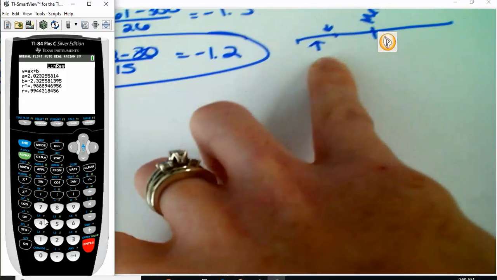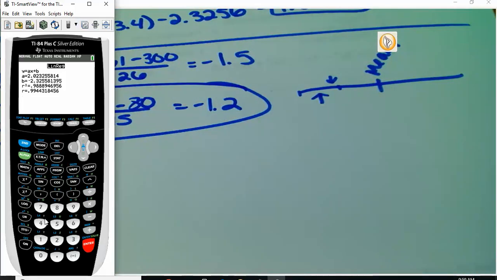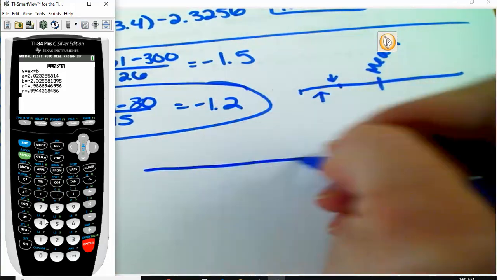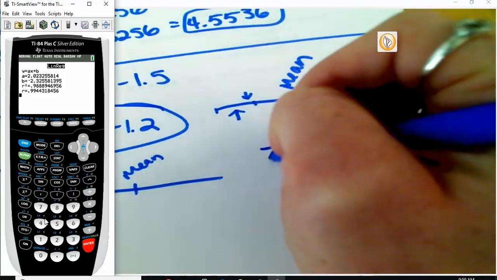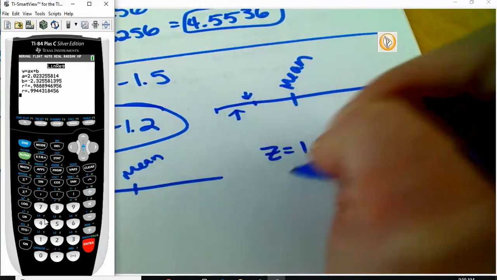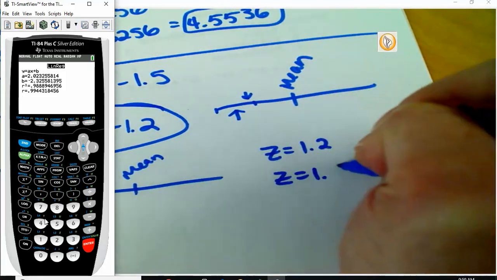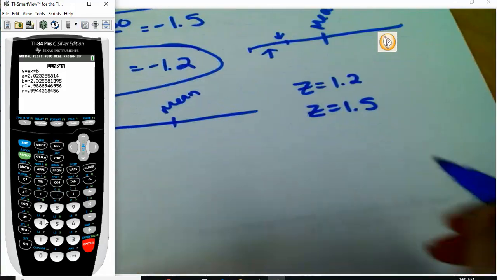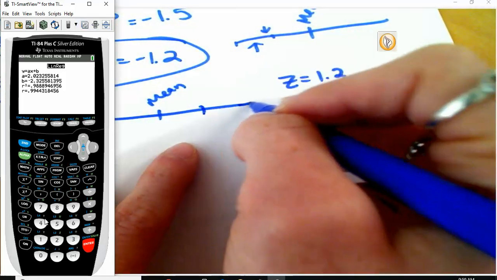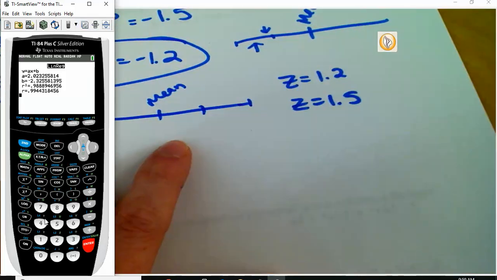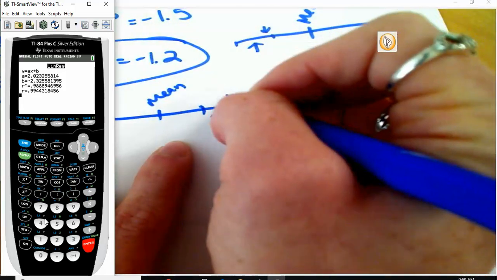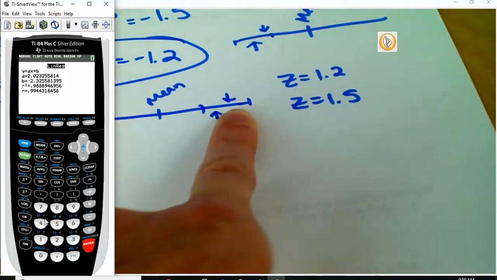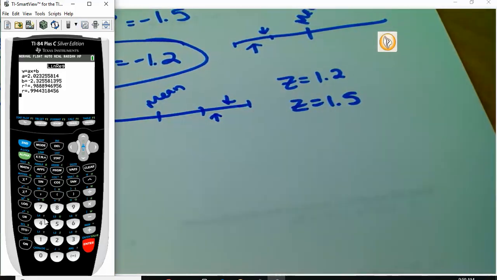Now with the negatives, you want to be as close to the mean as possible. If I said, let's say your Z's were 1.2 and positive 1.5, then which one would be better? Right, 1.2 would be about here, 1.5 would be here. So you want to be higher anytime you can. So we're looking at the bigger number.